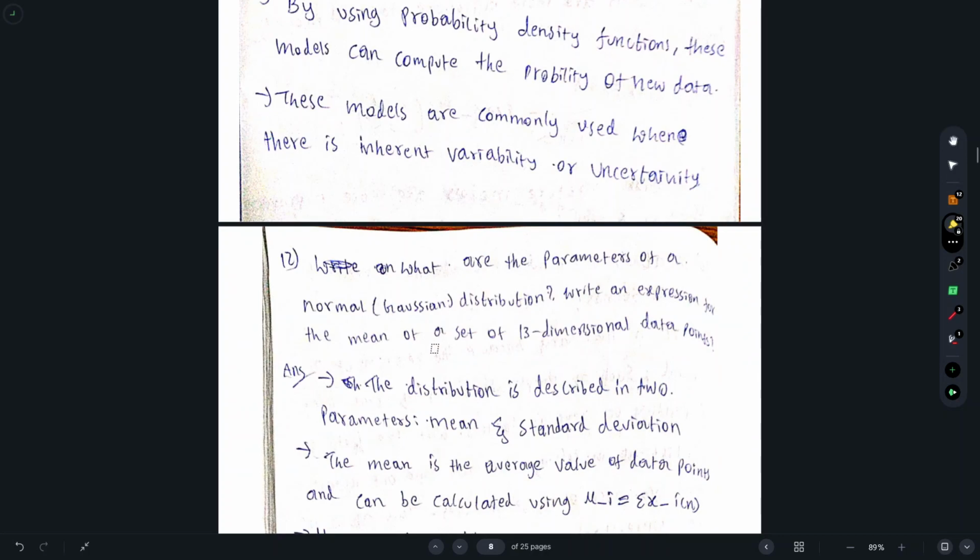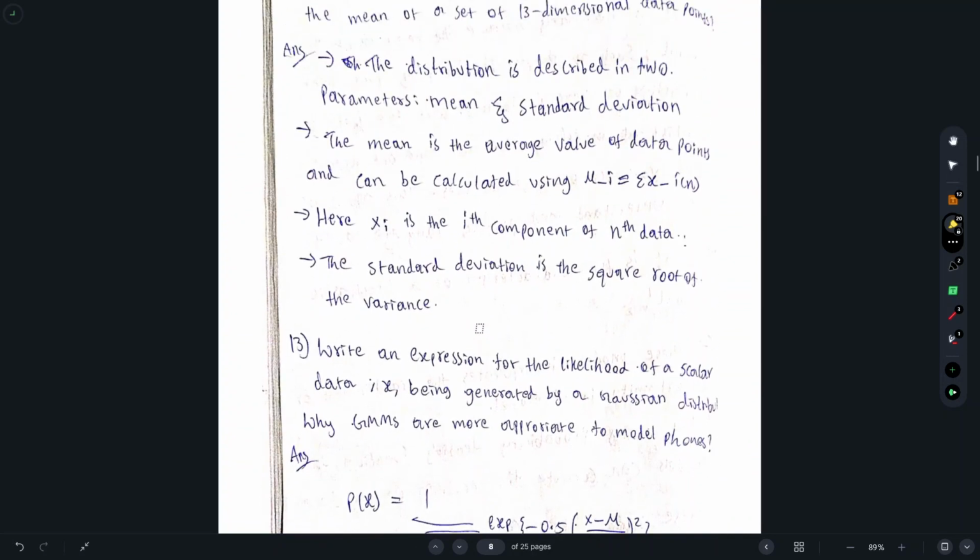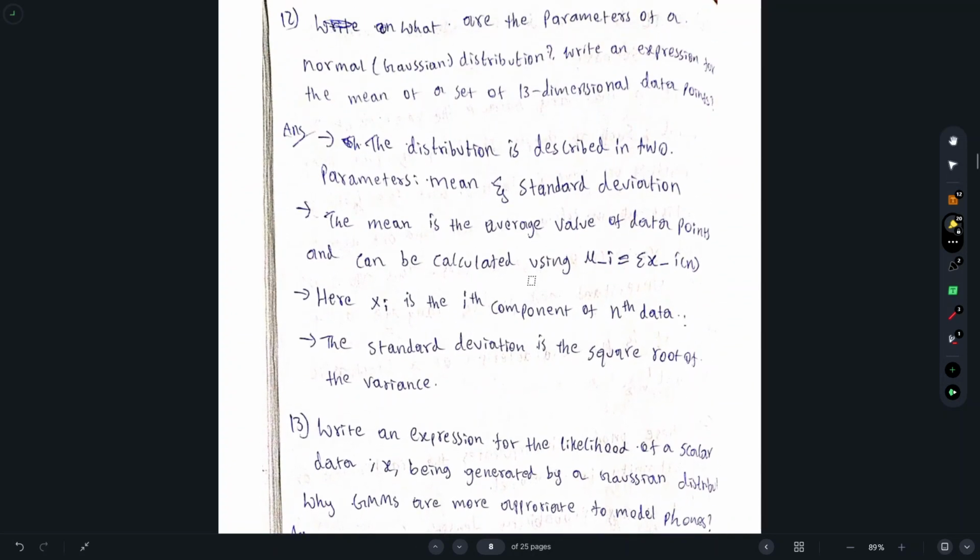So what are the parameters of a normal distribution? Write an expression for the mean of a set of 13-dimensional data points. So the mean is mu_i equal to the summation of x_ni over n. A distribution is described by two parameters, mean and standard deviation. The mean is the average value of the data points, which can be calculated like this. The standard deviation is the square root of the variance. Here x_ni is the i-th component of the n-th data point.